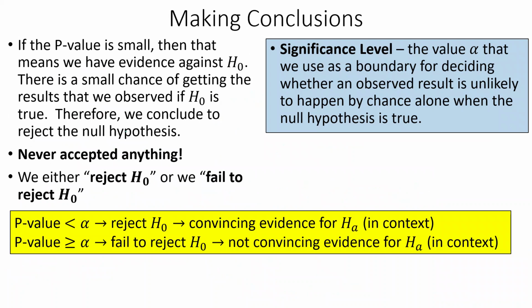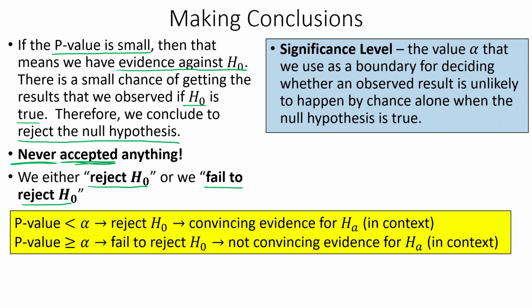All right, so now this is how we go about making conclusions. If the p-value is small, then that means we have evidence against the null hypothesis. So p small means we have evidence against the null hypothesis, not for it, against it. There is a small chance of getting the results that we observed if the null hypothesis is true. Therefore, we conclude to reject the null hypothesis. Now I know sometimes in your AP Bio class, your teacher tells you to accept. We never accept anything. Our two options are either reject the null hypothesis or fail to reject the null hypothesis.